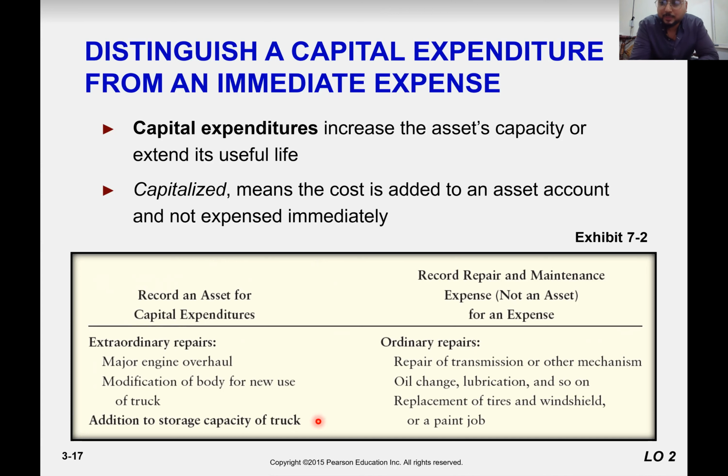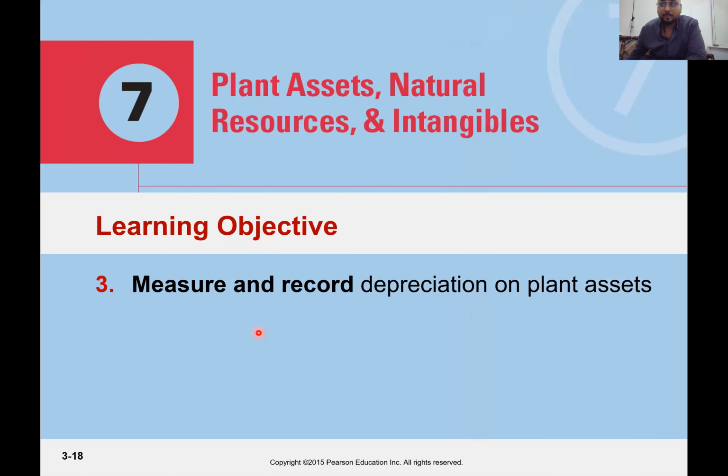Okay? So ordinary expenditures are, for example, repair of transmission or other mechanism, oil change, lubrication, tire puncture, this kind of stuff, replacement of tires, windshield, paint jobs. So these are called ordinary repairs. So these repairs will directly go to the income statement. And now measure and record depreciation on plant. So from here, our real discussion starts.